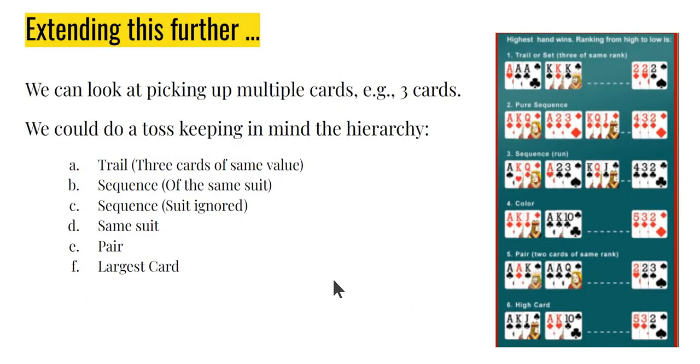In fact, we can extend this idea further and we can say that, look, instead of 2 cards, I'm going to pick 3 cards, and that brings up a lot of possibilities. We can refer to some very popular card games which have this hierarchy. They follow the trail, which is 3 cards of same value, given higher weightage than, let's say, a sequence, which is given a higher weightage than, let's say, a sequence where I ignore the suit, the color, and so on. We are going to look at some of this as we build the gameplay.